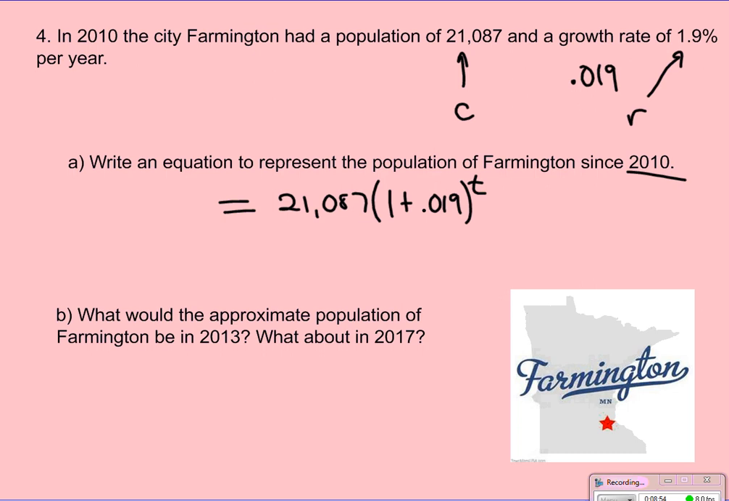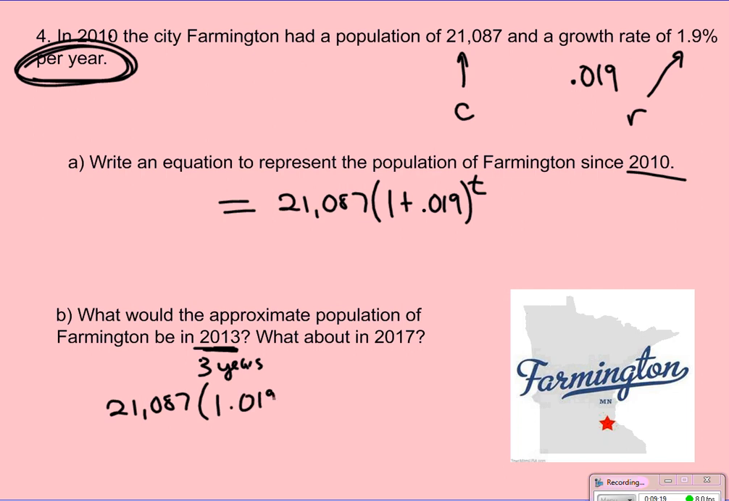T would be your time. In this case, it would be in years, per year. They kind of tell that to you in the beginning. So what would be the approximate population of Farmington in 2013? How about 2017? So 2013, from 2010 to 2013, that's a span of 3 years. So that's just going to be 21,087 times 1.019 raised to 3.